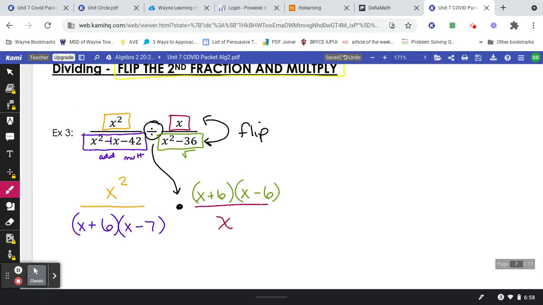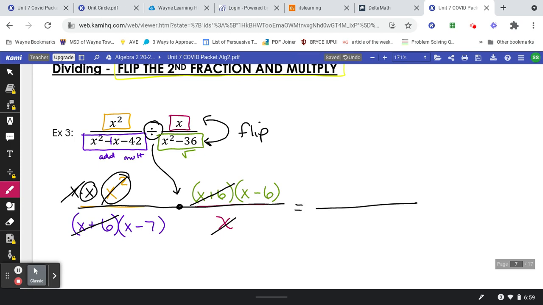And because, again, this is now multiplication, we can go across the entire problem, canceling what matches. So I have an x plus 6 to cancel with x plus 6. And I have an x squared and an x. This x squared can be written instead as x times x, which then I'll cancel one of those with one of those. Let's see what's left. I've got just this x left, the top with the x minus 6, and at the bottom, x minus 7.